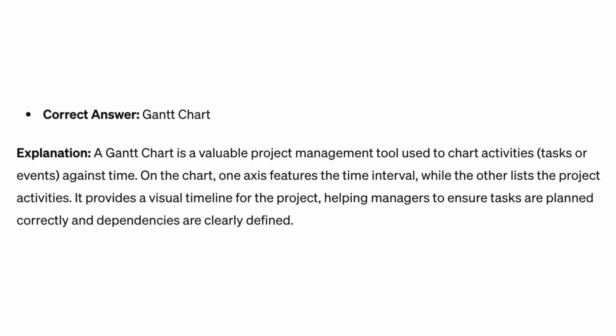Correct answer: Gantt chart. Explanation: a Gantt chart is a valuable project management tool used to chart activities, tasks, or events against time. On the chart, one axis features the time interval, while the other lists the project activities. It provides a visual timeline for the project, helping managers to ensure tasks are planned correctly and dependencies are clearly defined.